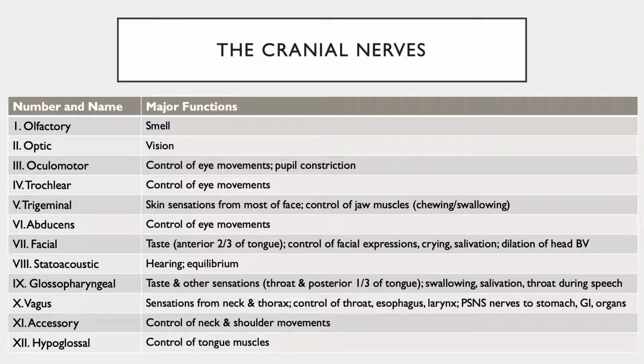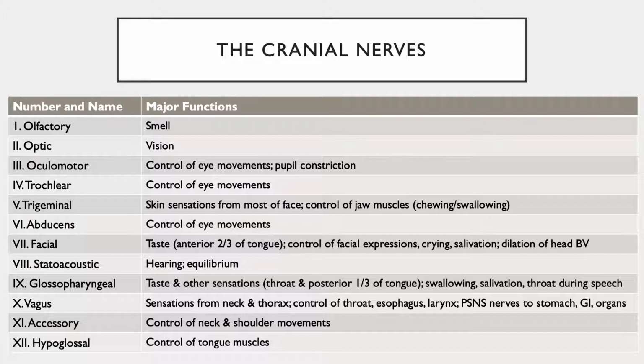Cranial nerve 5 is the trigeminal nerve. It functions to help facilitate skin sensations for most of the face, as well as control of jaw muscles that are needed for functions such as chewing and swallowing. Cranial nerve 7, the facial nerve. It helps with taste in the anterior or forward 2/3 of the tongue, control of facial expressions like crying and salivation, as well as dilation of blood vessels in the head.